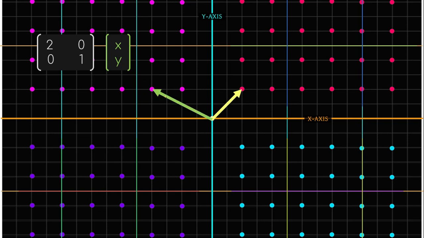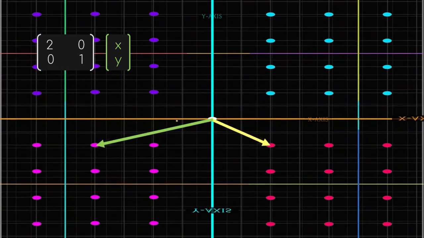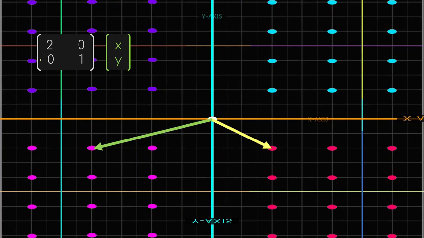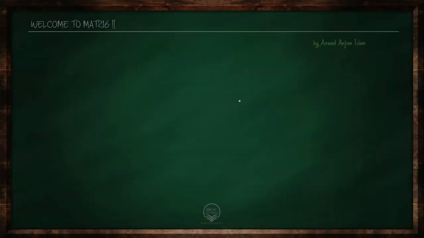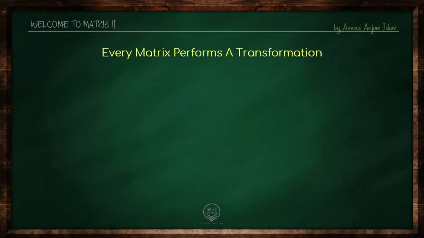So what happens if I multiply this matrix right here, the [[2,0],[0,1]] matrix, to each and every single point on this plane? The matrix is going to shift the whole space into something new, and that movement can be seen like this. As simple as a matrix looks, it actually possesses the power to transform, to squish or morph space itself. So what we can learn from here is that every matrix performs a transformation.